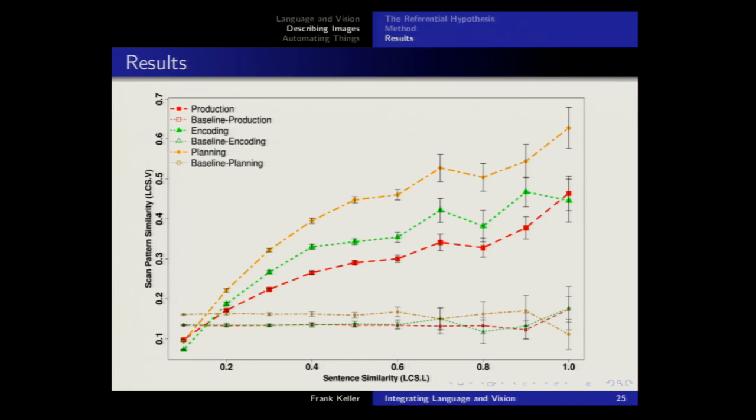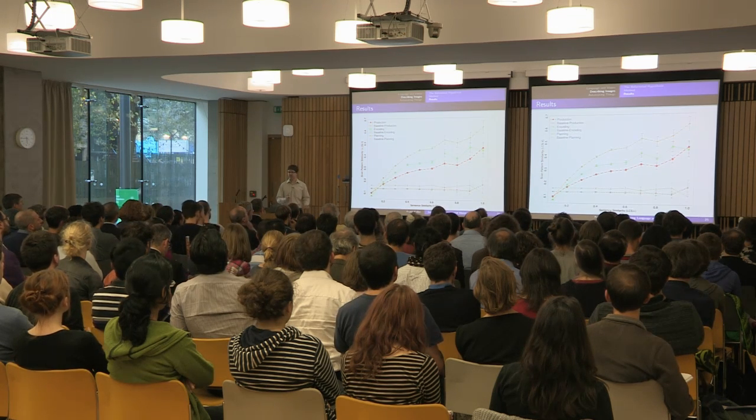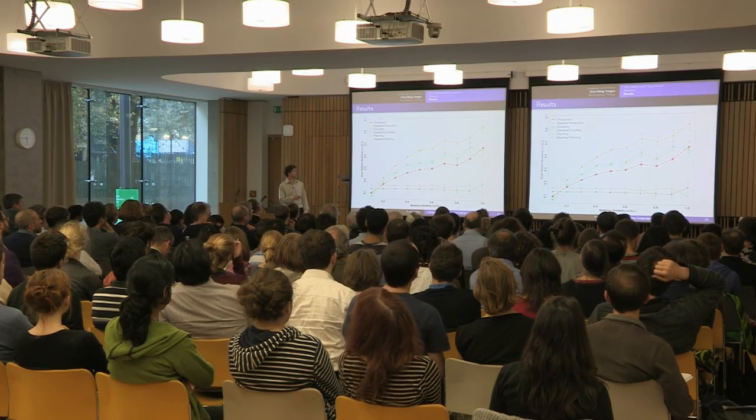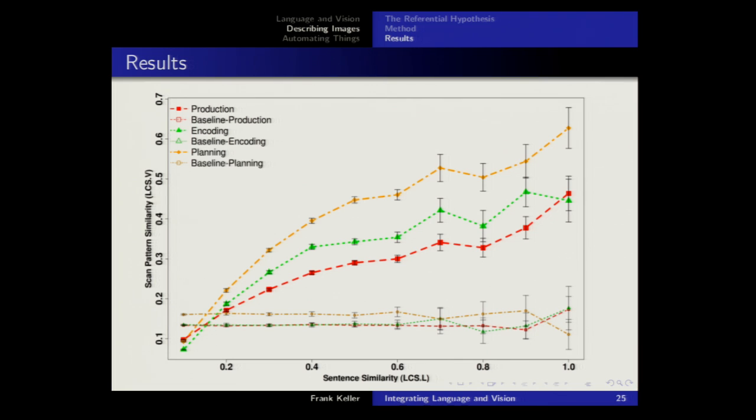Okay, and this is what we found. Here on the x-axis, we have sentence similarity from 0 to 1, right? We have the not similar sentences here and the similar sentences there. And here on the y-axis, we have scan pattern similarity, again, low similarity and high similarity, and we can see that there's a nice correlation here between sentence similarity and scan pattern similarity. So if people follow the same scan pattern, then they will also utter a similar sentence. And this holds across the three phases. Yellow is the planning phase, green is the encoding phase, and red is the production phase. And here, the flat line, this is our baseline. So we just randomly pair sentences and scan patterns, then we don't get an effect.